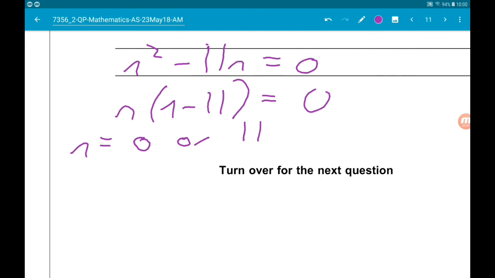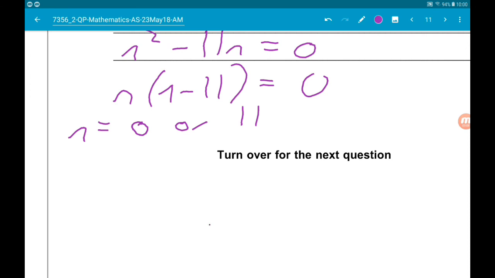Now, in terms of the question, we're doing a binomial expansion, and we were told that n is greater than or equal to 4 anyway. So the only answer is n equals 11. Good times. What a ridiculous question for AS level.